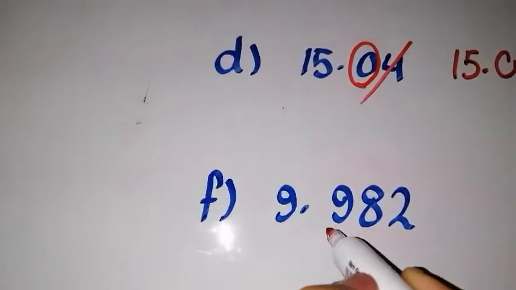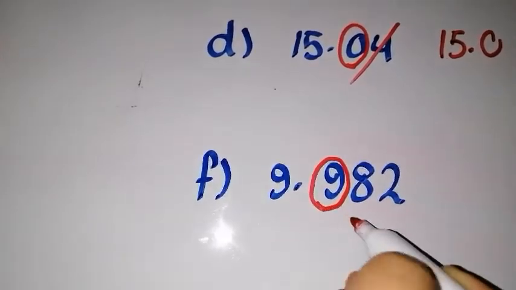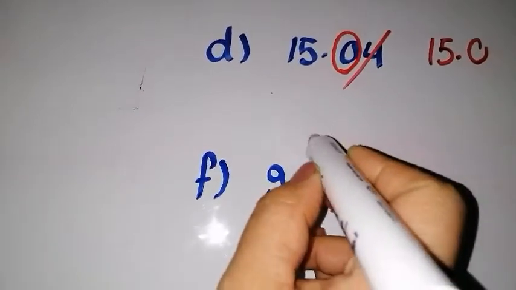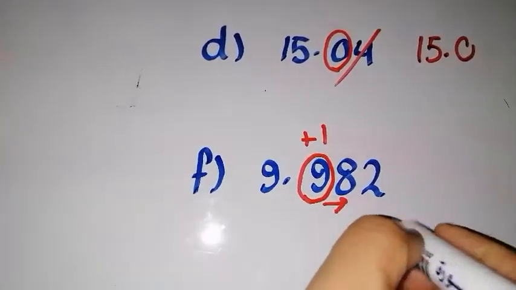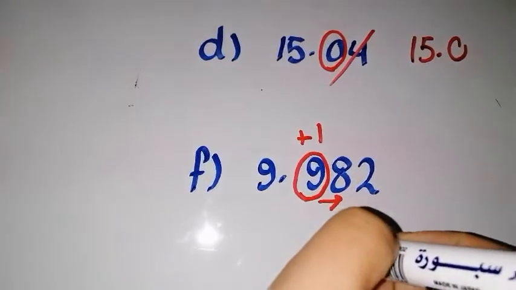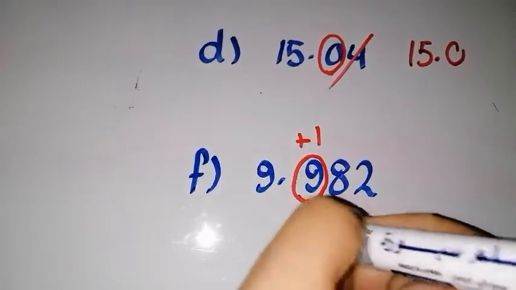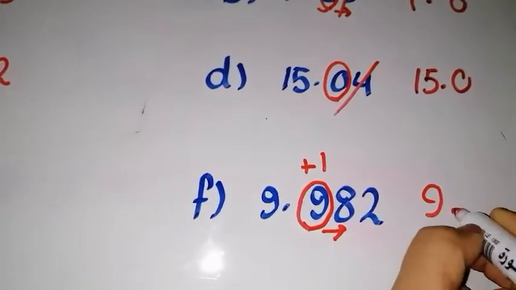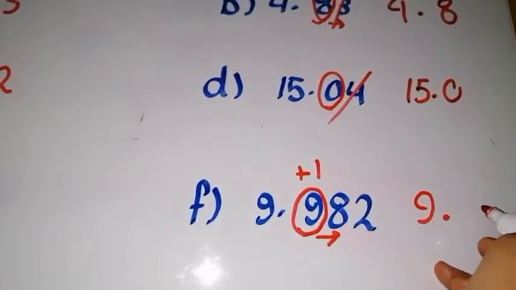Let's see F. Circle the number. Look next door. 5 or more, yes. Add 1 more. Numbers on the right, 0 is the same. Numbers on the left just stay the same. Now let's write the number. 9.9 plus 1 is 10.